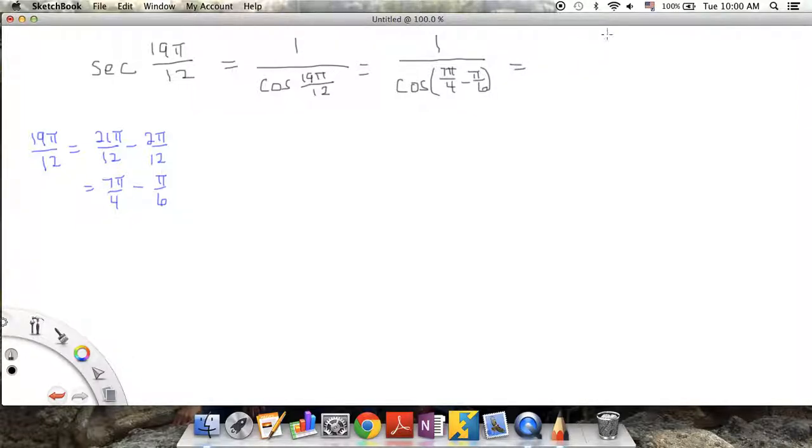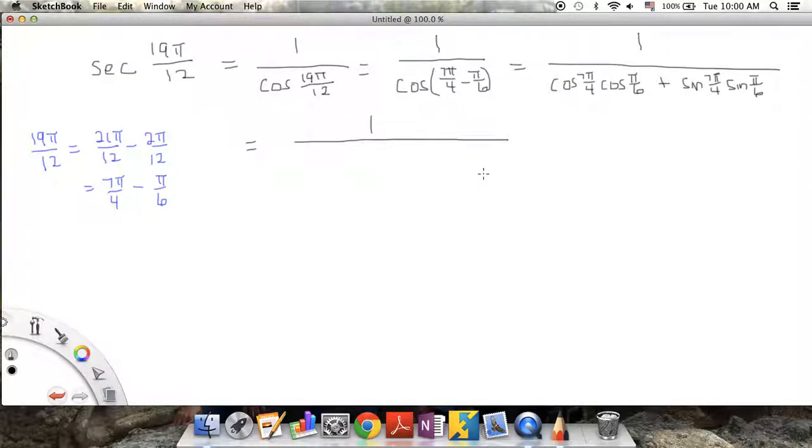Now I can use my identity, and I've got 1 over the cosine of 7 pi over 4 times the cosine of pi over 6 plus the sine of 7 pi over 4 times the sine of pi over 6. So what is that? Well, cosine of 7 pi over 4. 7 pi over 4 is in the fourth quadrant, so that means my cosine is positive and my sine is negative, and the over 4s are the square root of 2 over 2.